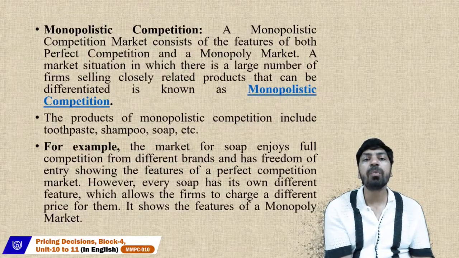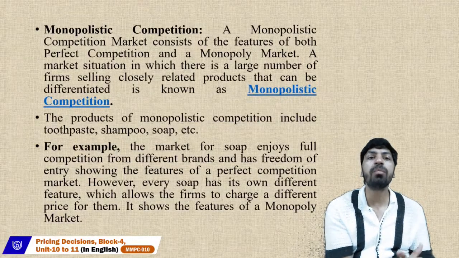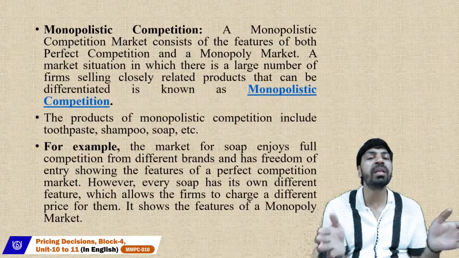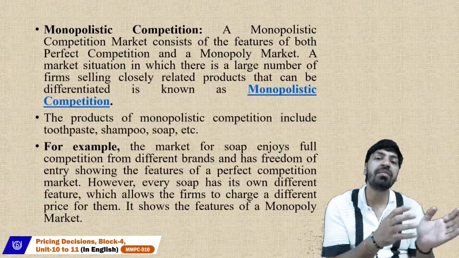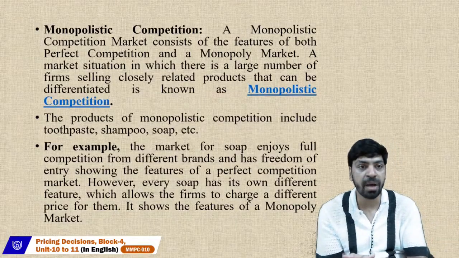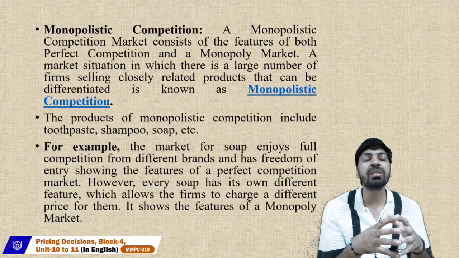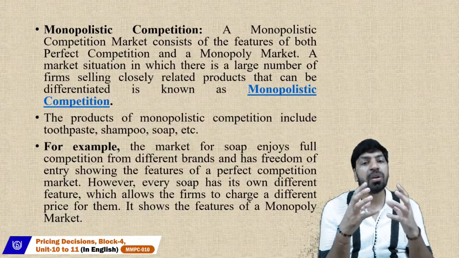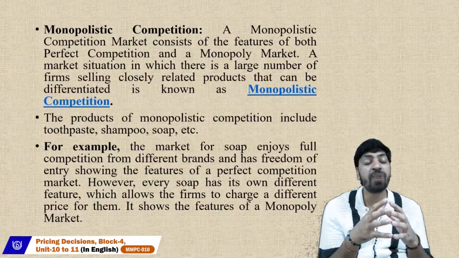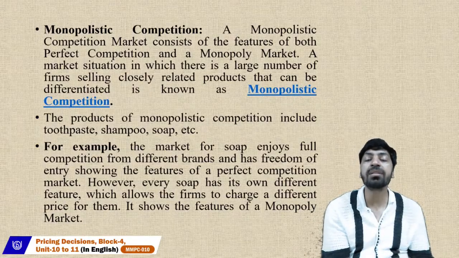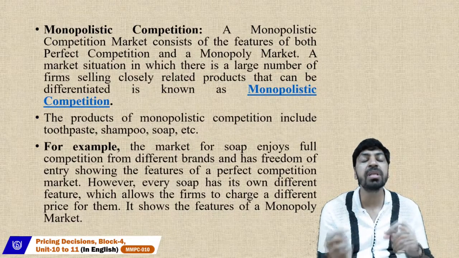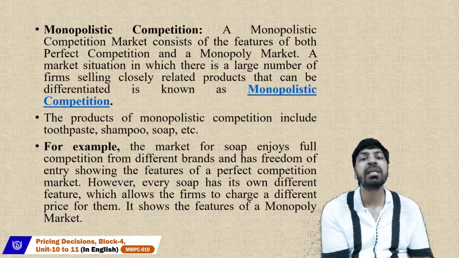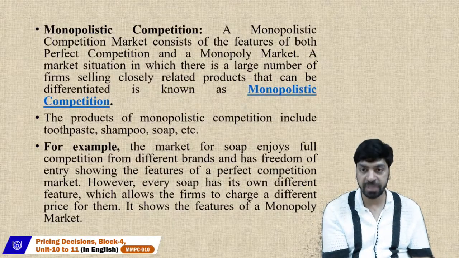Next one is monopolistic competition. Monopolistic competition consists of a combination of the features of both perfect competition and the monopoly market. It is a market situation where there is a large number of buyers and sellers who have closely related products rather than close substitutes. That refers to differentiated products, and this is called monopolistic competition.